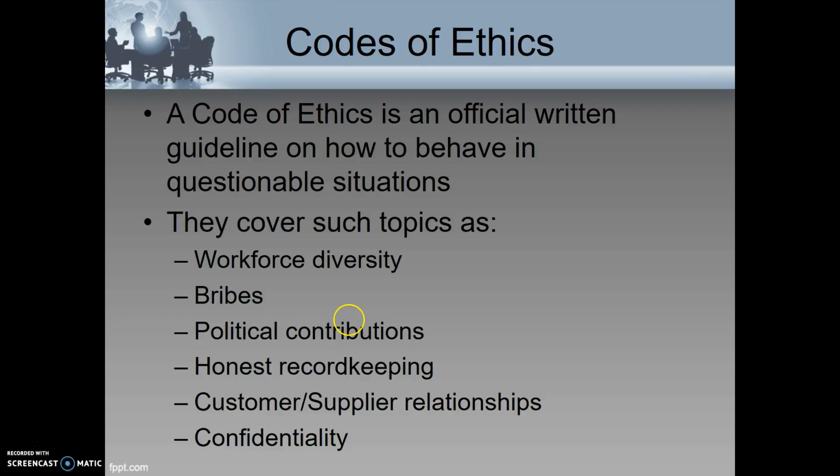It can cover topics like workforce diversity, bribery, political contributions and how to handle those, how to keep honest records, how to maintain honest and open customer-supplier relationships, and how to maintain confidentiality of employees when they have issues or disabilities or so on, information that they don't want out to everybody. The problem here is that a company's personal code of ethics may differ from other companies that they are doing business with, people that they're contracting, and you can have a conflict there when trying to deal with that.